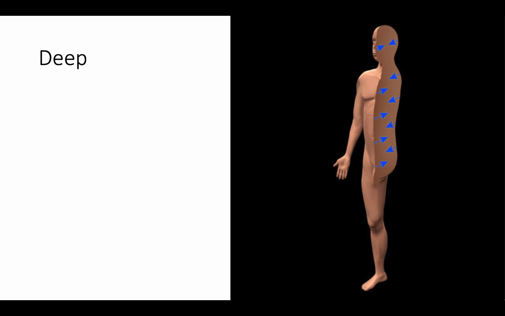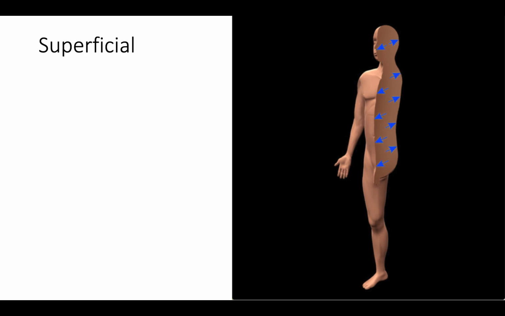Deep refers to moving in towards the middle of the body, away from the surface of the body. And so the skin is more superficial, and anything underneath the skin would be deep. So the abdominal organs are deep, whereas the skin is on the surface. So the opposite of deep is superficial. The skin is superficial. So whenever we're moving towards the skin, that's moving in a superficial direction.